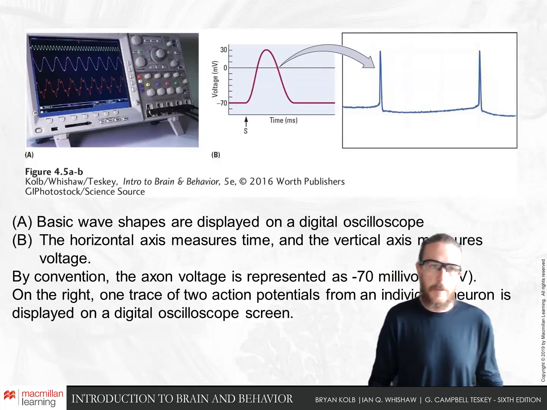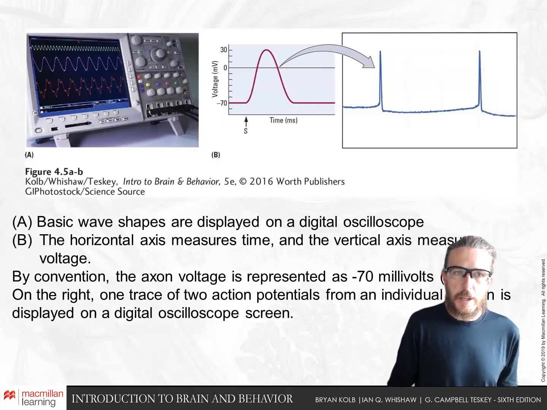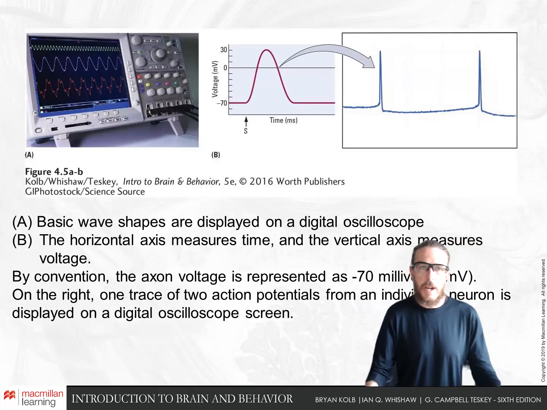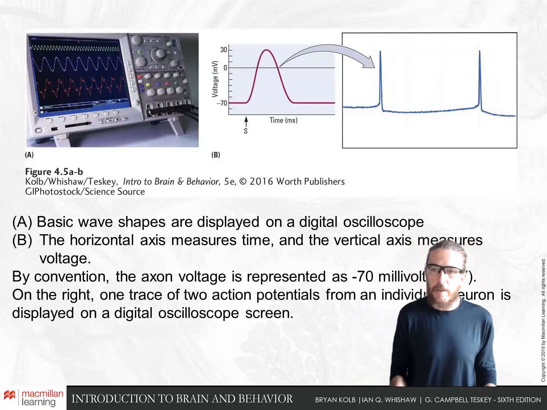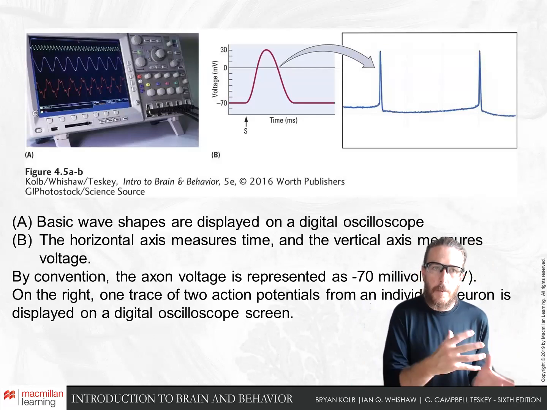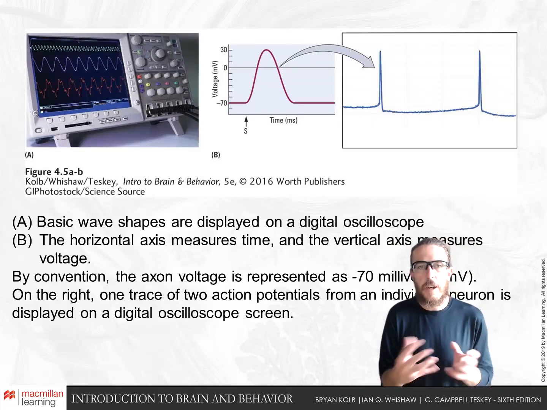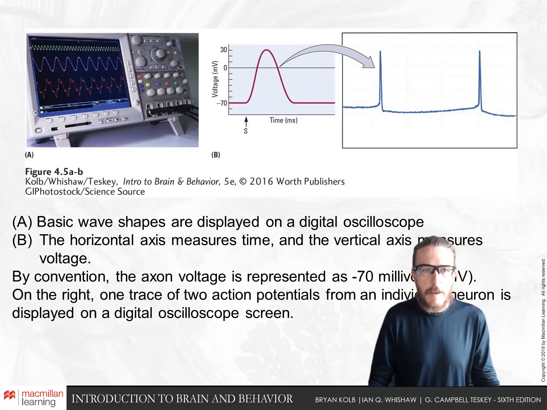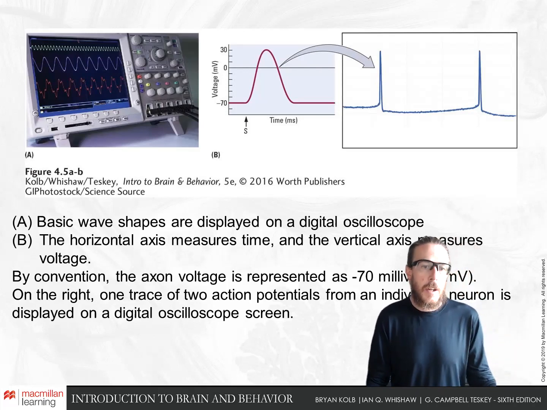And we'll get back to this, but by convention, we say that the resting membrane potential, the difference between the inside and the outside of the cell, is minus 70 microvolts. So just like a battery, the neuron has a potential energy, has more negative charge on the inside than the outside, and the membrane separates the two, keeping that charge from moving.